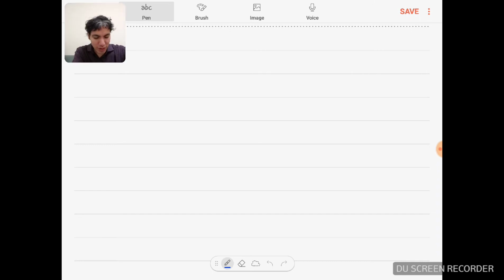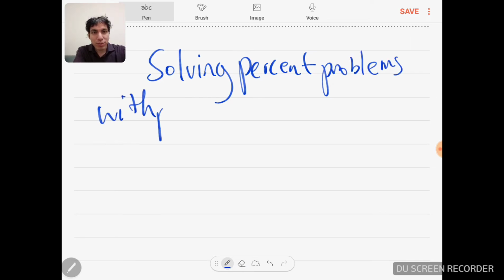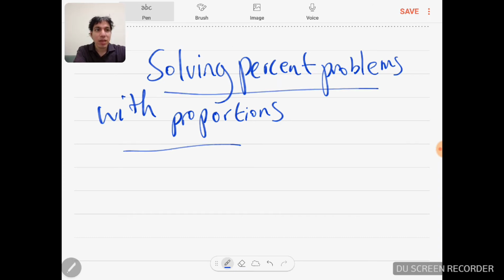So let's write it out. Solving percent problems with proportions. Okay. So specifically percent proportions.